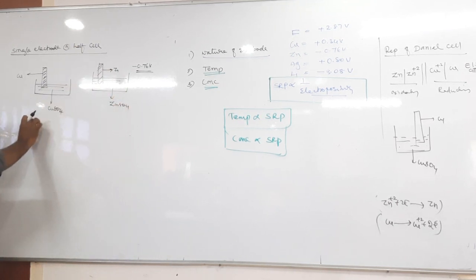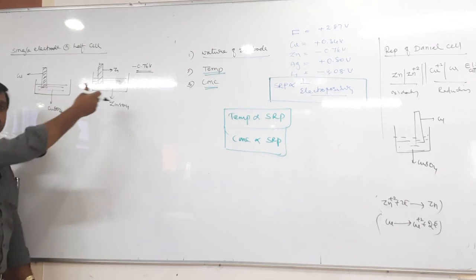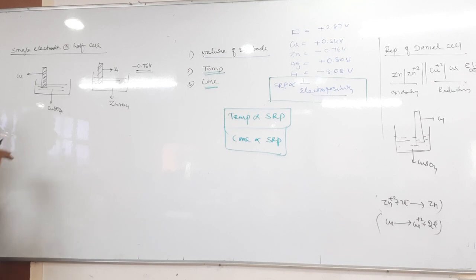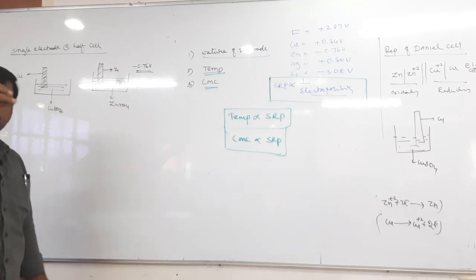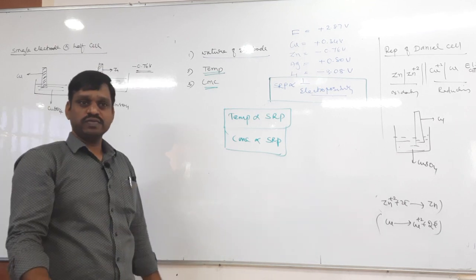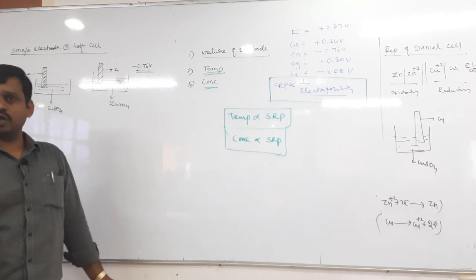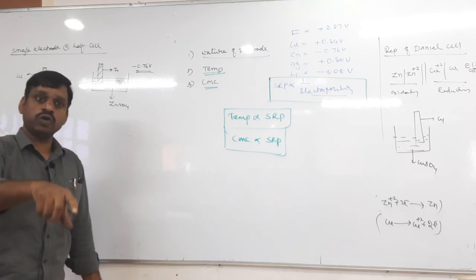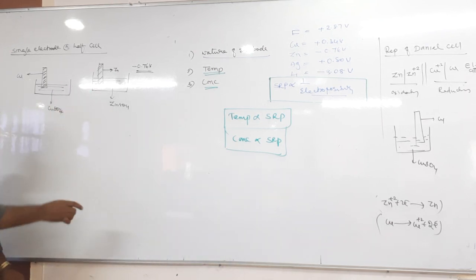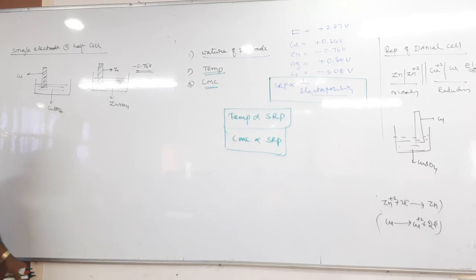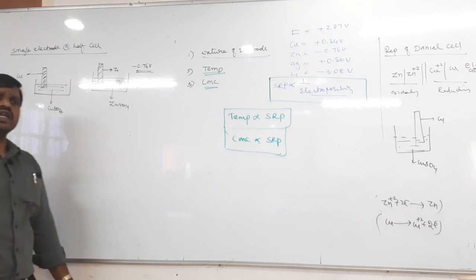It is a copper half cell. They are also called single electrodes. It is a zinc single electrode. It is a copper single electrode. A single electrode is nothing but an electrode dipped in its own solution. Both are the same, half cell and single electrode. Where there is a single electrode, there is a half cell, and where there is a half cell, there is a single electrode. The meaning is the same.